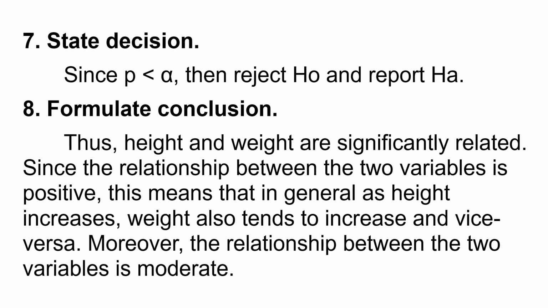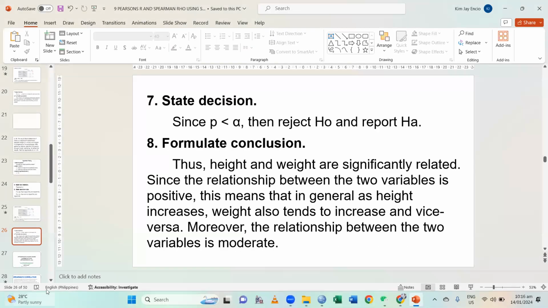Since the relationship between the two variables is positive, interpret it. Take note, you can do this if the relationship is significant. Since the relationship between the two variables is positive, this means that in general, as height increases, weight also tends to increase, and vice versa. Moreover, the relationship between the two variables is strong.